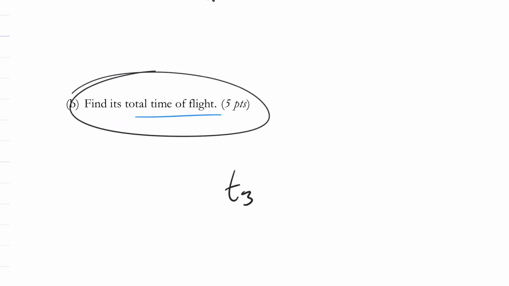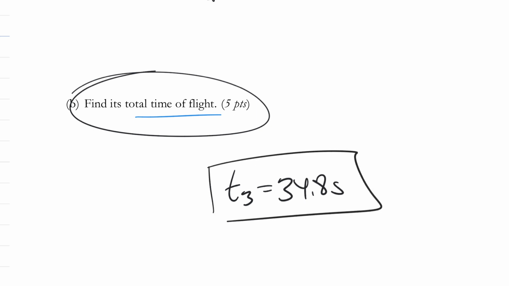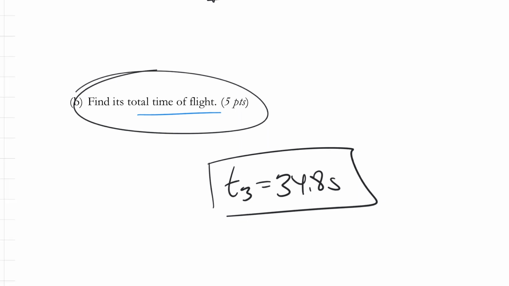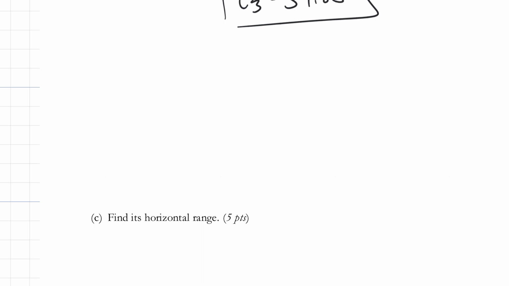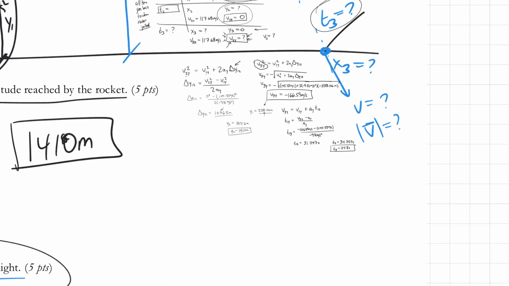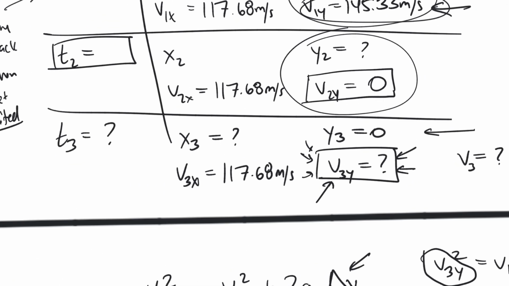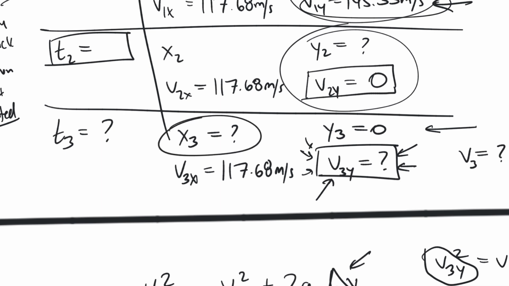So T3 is 34.8 seconds, right? So 31.8 seconds of projectile and 3 seconds of burn phase. Okay, so let's see, what was C? Find its horizontal range. So we want to know where it is when all that happens. Okay, so let's zoom in here. Okay, so we're looking for this guy right here.